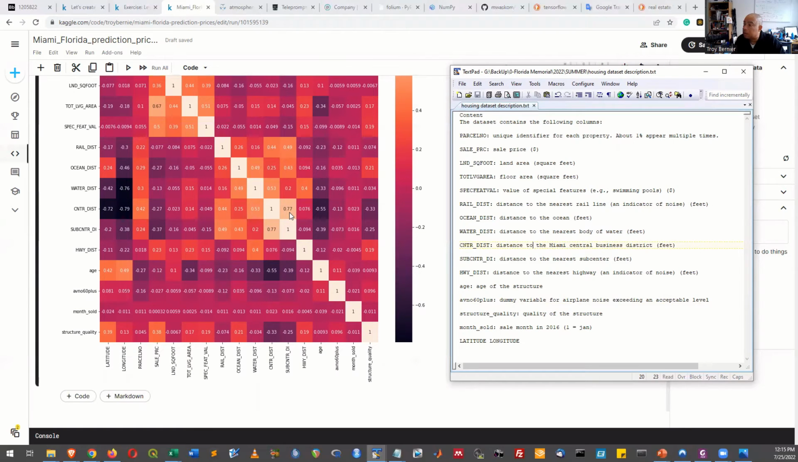Let's take a look at subcenter. And I don't know what they're calling subcenter. The data set does not give enough descriptive terminology, but subcenter, to me, could mean another business district. Okay. And they're saying that if it's next to the city center and some other subcenter, it's highly correlated. Okay. But how about city center and price?